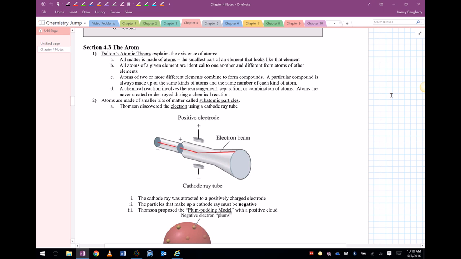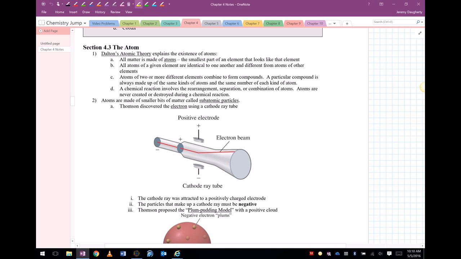Chapter 4, Section 4.3, the atom. Now we'll talk a little bit about the history of the atom, specifically how we found some of these subatomic particles. And this is some pretty cool stuff, the experiments are. So I would suggest getting on YouTube and looking up some other background material on this stuff. But I'm going to point out the most important stuff to know and to remember.